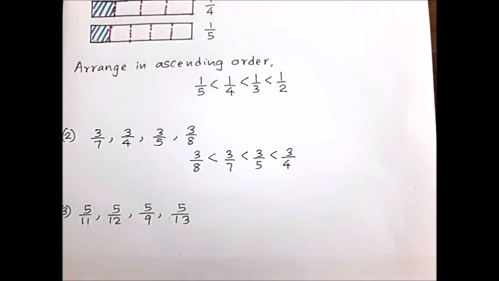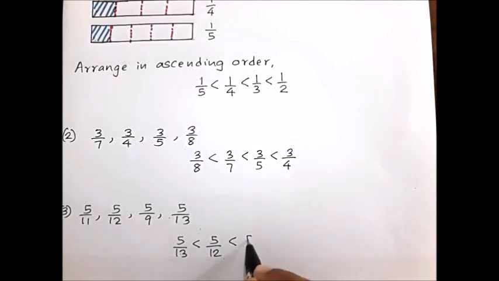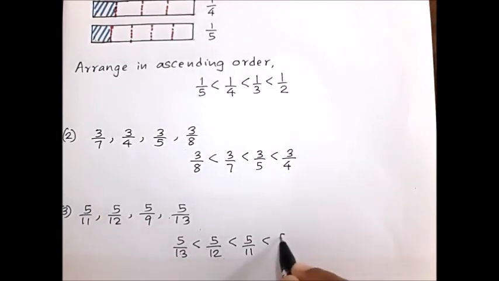Third example. Again the numerator is equal. It is 5. Different denominators. Here this fraction has the smallest denominator, so this is the largest one. This fraction has the largest denominator, so this is the smallest fraction. Smallest one is 5 over 13. Next 5 over 12, 5 over 11, and the largest one is 5 over 9.